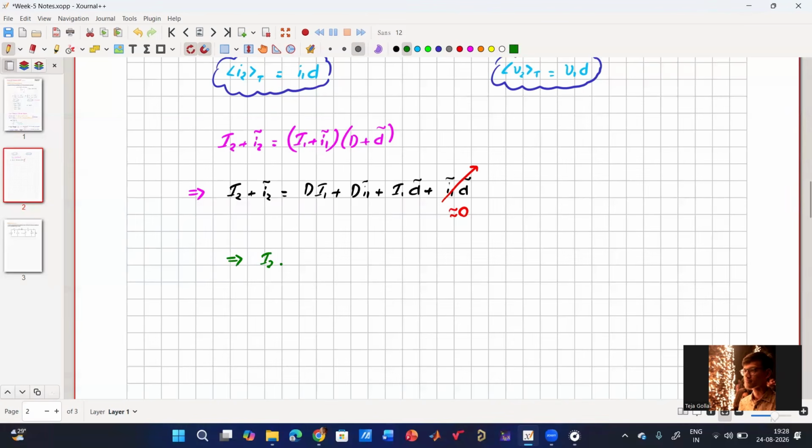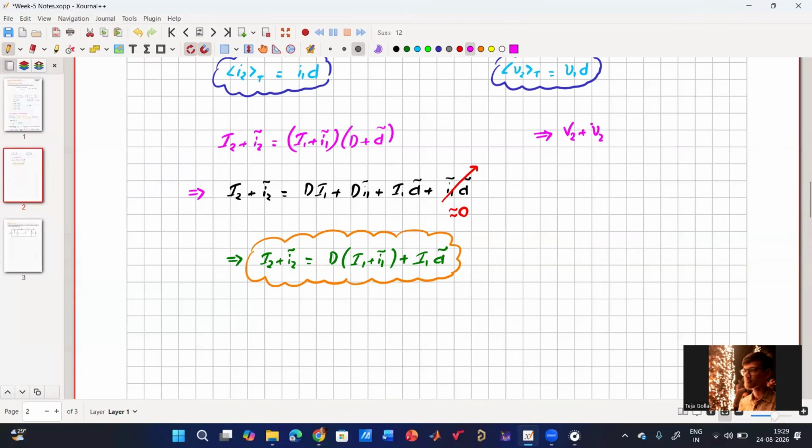So I2 plus I2 tilde equals, what I'll do is I'll segregate D into I1 plus I1 tilde, plus I1 into D tilde. We'll see why we have segregated and what the advantage is. So this is one equation that I have obtained. Similarly, I'll get one for voltage. I'll use the same color so we can correlate.